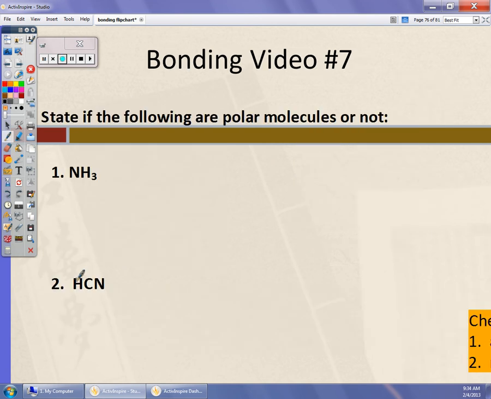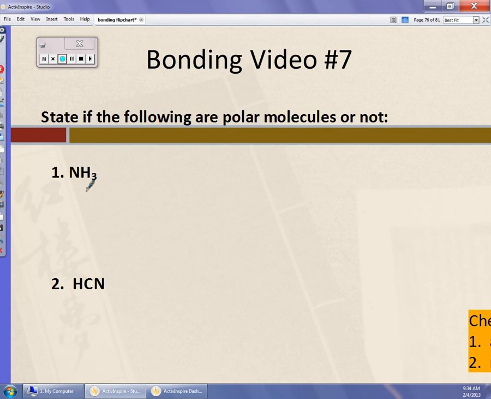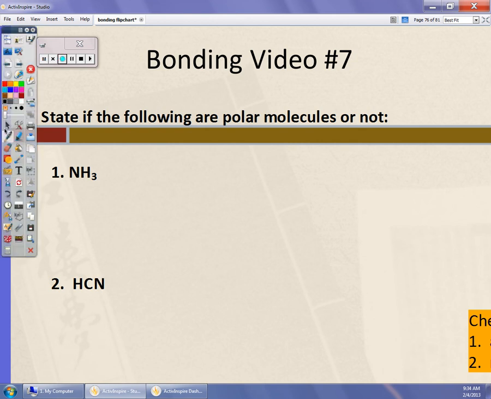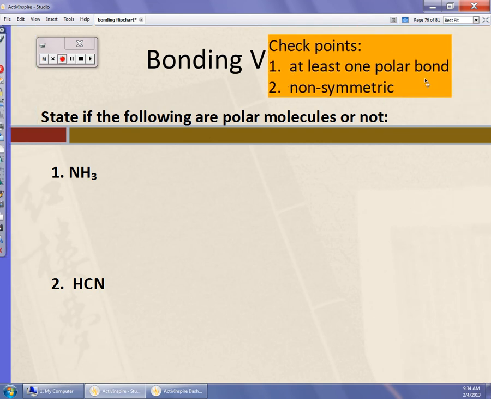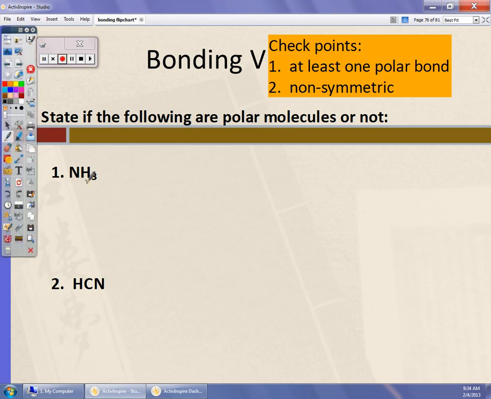Okay, let's try some practice on our own. A good best practice would be for you to stop the video and determine if these two are polar or not, and then double check your work. We're going to go ahead and get started with it now. These are our checkpoints. We want to see, does it have at least one polar bond, and is it not symmetric? Let's start with the beginning.